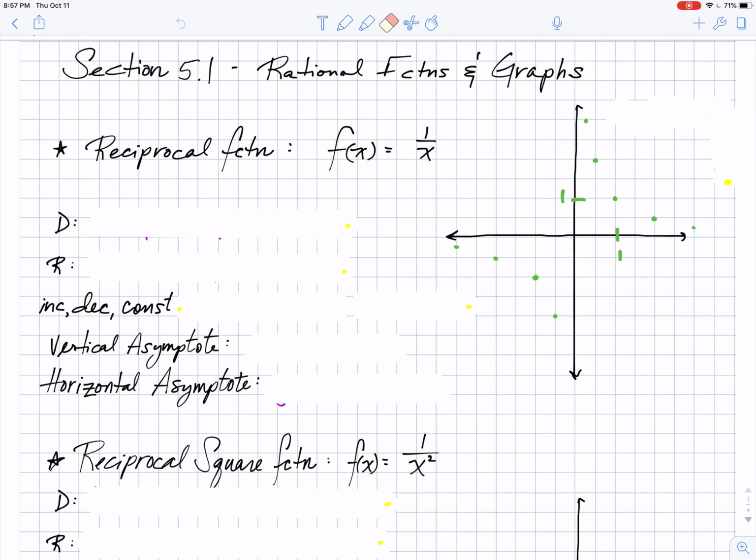Remember that I've asked you to memorize three different things about each of the parents. One is the name of the parent, so that's the reciprocal function here. One is the equation of the parent, so the equation of the reciprocal function is going to be 1 over x, y equals 1 over x. And then the third thing is going to be the graph. So let's jump right on into getting our graph.